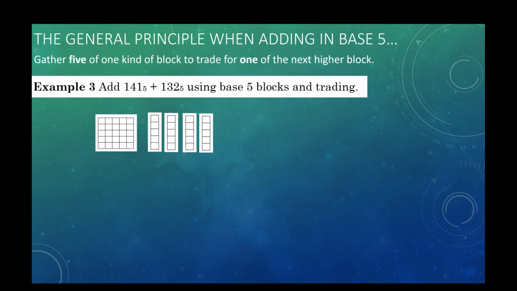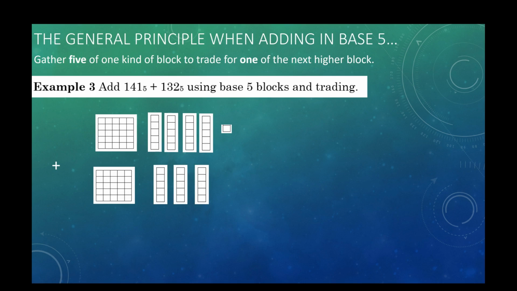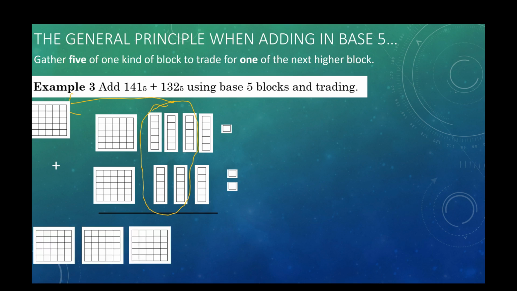So here's the number 141, and I'm going to add it to the number 132. So I can add the units together here. 1, 2, 3 units added together. I can't do any trading because I don't have enough to get a rod. But I can add 5 rods together and trade them for 1 flat, since 5 rods is equal to 1 flat. So now I have 3 flats, 2 rods, because remember all of these other rods got traded. So I have these 2 rods left, and 3 units.